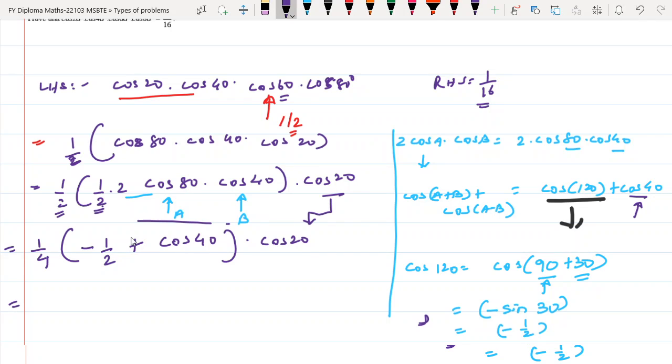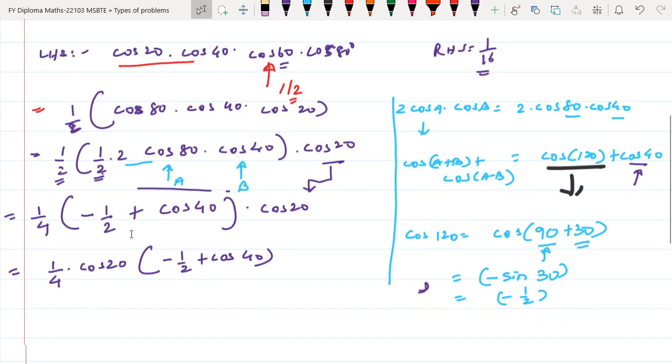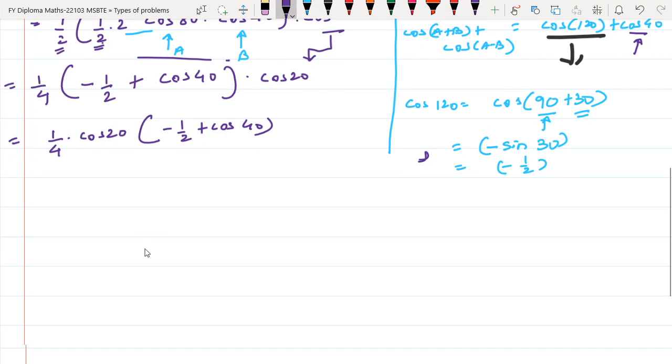And then I'm going to write this formula as, I'm going to expand the bracket so that it's easy for me to compute. So if I take this, I can rewrite this cos 1 by 4 into cos of 20 minus half plus cos of 40. Okay. And then I'm going to open up the bracket so that I can simplify it. This is equal to 1 by 4 into cos of 20 into minus half plus 1 by 4 into cos of 20 into cos of 40.